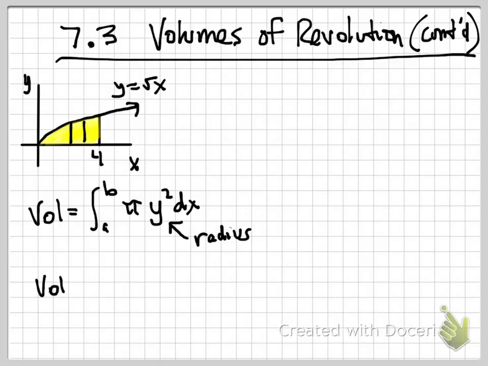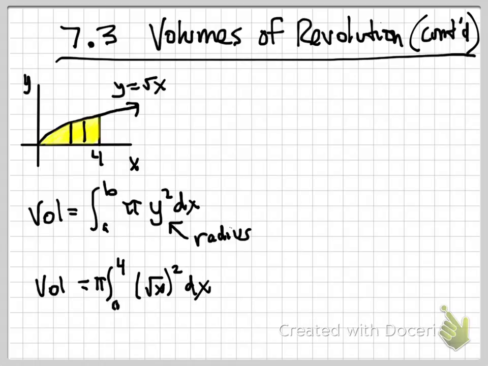So if we were going to actually calculate this, it would be from the lower bound of 0 to the upper bound of 4. I would actually bring the pi out in front probably. That way we can just leave what y is in terms of x, that's the square root of x squared dx. And if we integrated, we would have the volume of our solid.